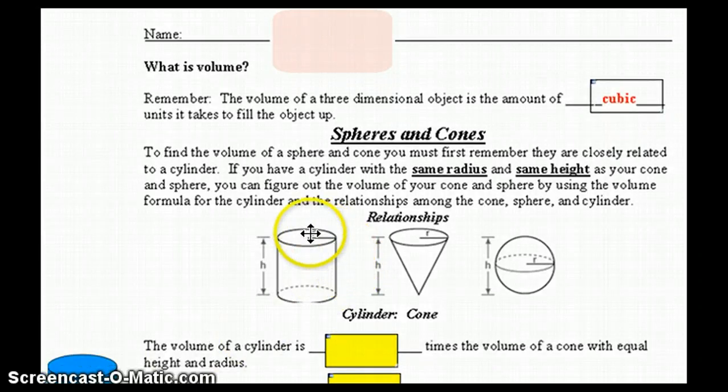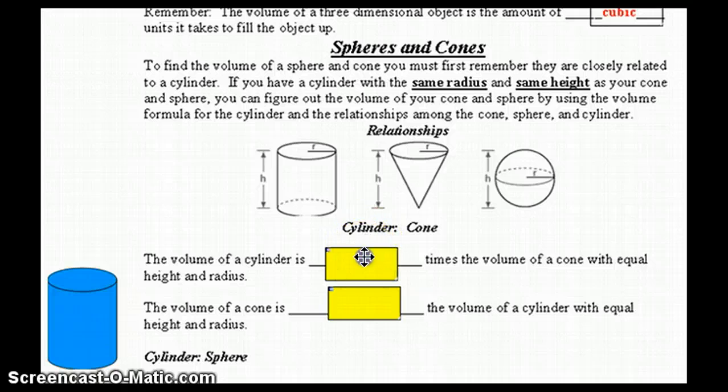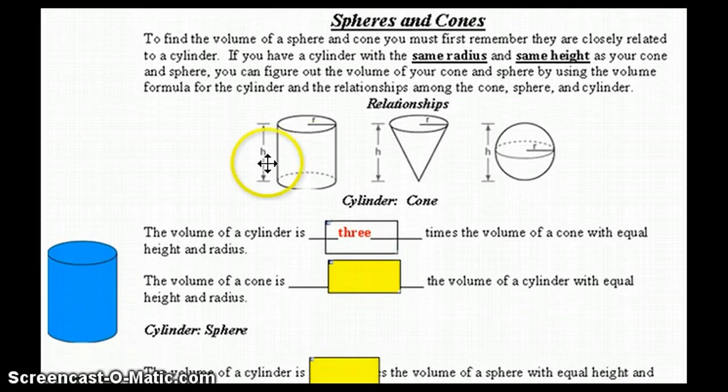So right here we have a diagram of a cylinder, a cone, and a sphere. They all have the same height and the same radius. When they have the same height and radius, the volume of a cylinder is 3 times the volume of a cone with equal height and radius. So if you look at this cylinder, it is 3 times the volume of this cone.